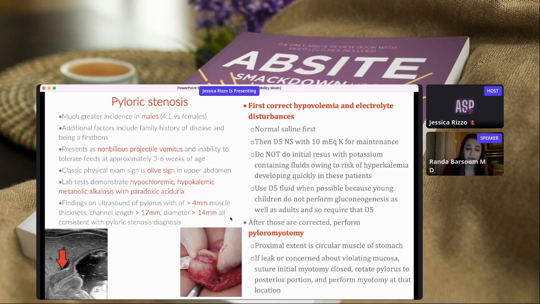And then the classic ultrasound findings indicating pyloric stenosis are greater than 4 millimeter muscle thickness, greater than 17 millimeter channel length, and then greater than 14 millimeter diameter, all consistent with this pyloric stenosis diagnosis. Next.